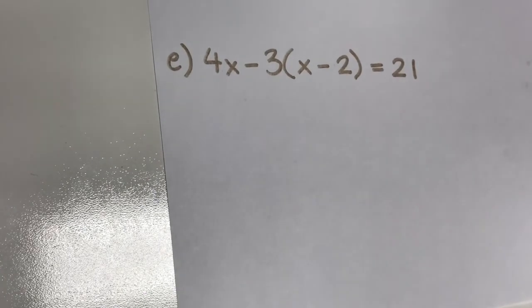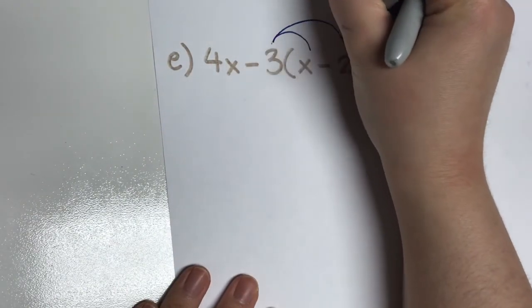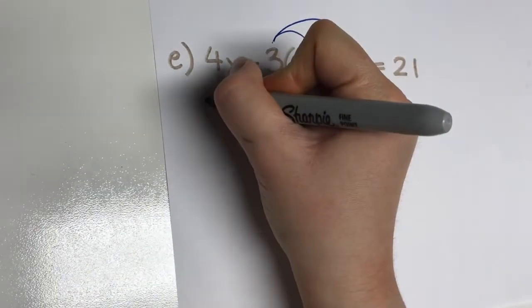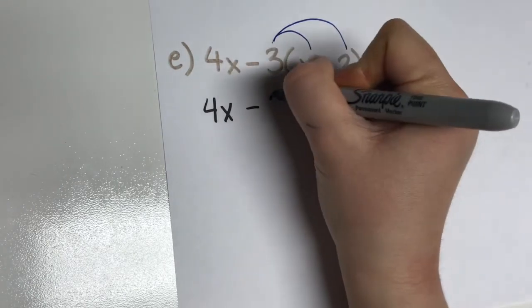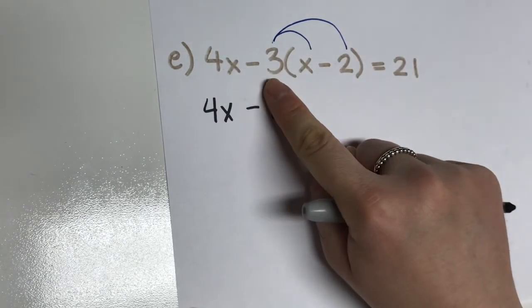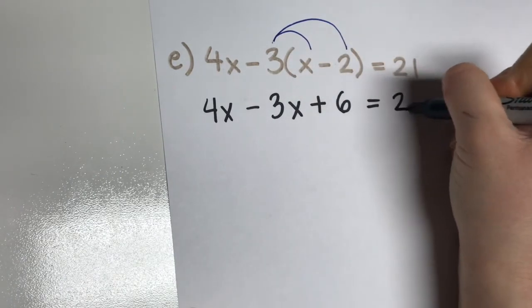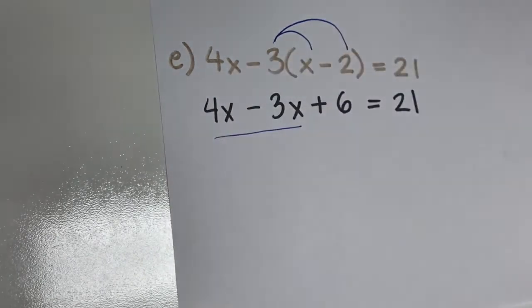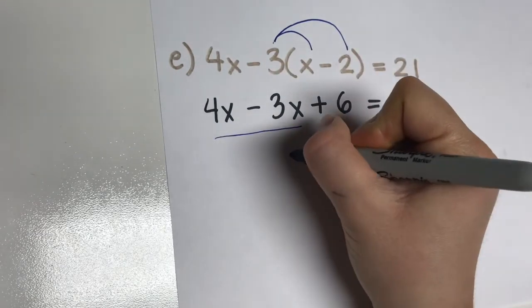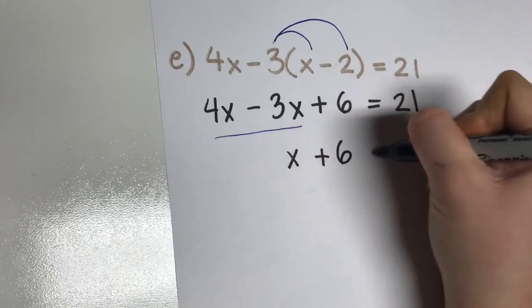Final example. Again, I want to get rid of the brackets, so I'm going to do the distributive property to get rid of these brackets here. The 4x stays the same. Negative 3 times x gives me negative 3x. Negative 3 times negative 2 gives me positive 6 equals 21. I notice that there's like terms right here, so I'm going to add them together. 4x minus 3x is 1x, and we really don't write the 1 in front. Plus 6 is equal to 21.